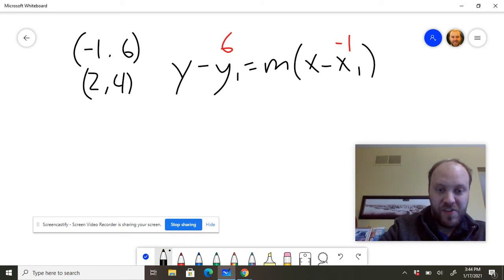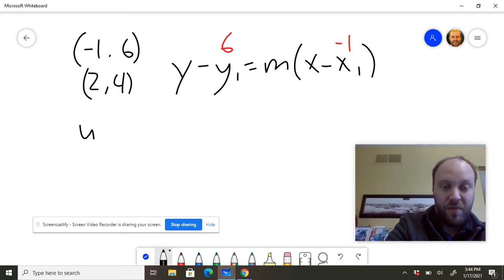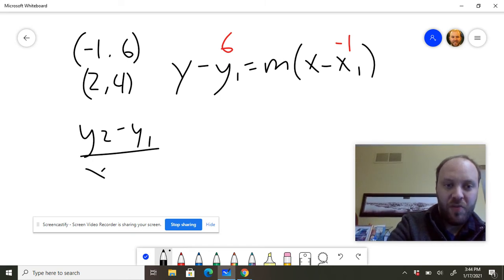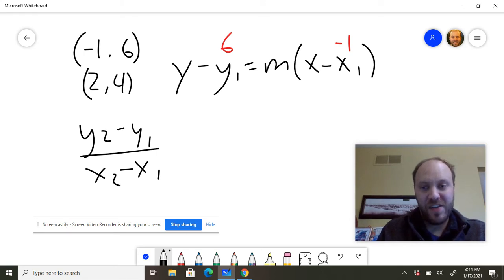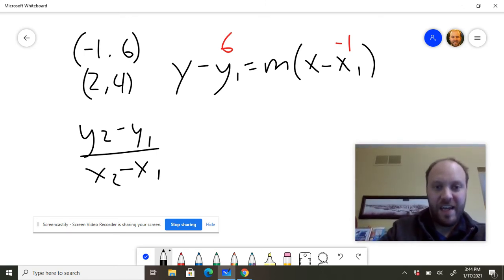Okay, so remember, slope is a rise over a run. Rise, of course, is in the y direction, so that's y2 minus y1. Run is in the x direction, that's x2 minus x1. And same kind of thing. We just need to substitute everything in and get that to work out.